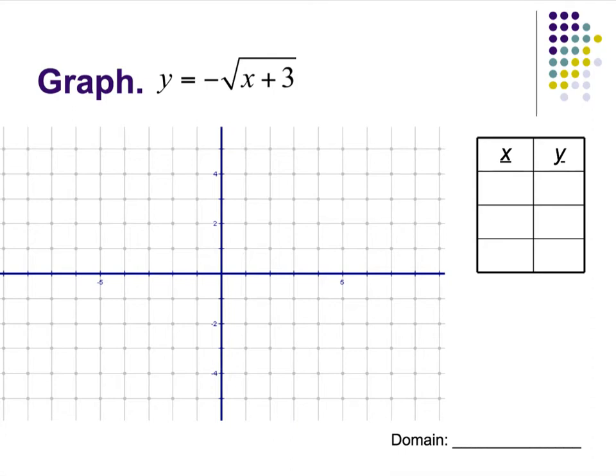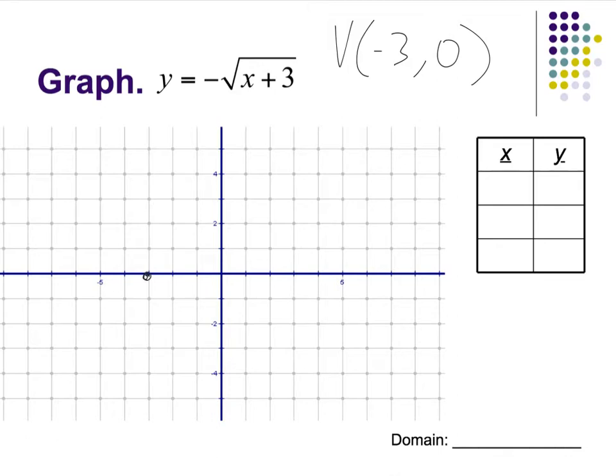So let's do another example. First off, let's find our vertex. If I look on the inside, it's going to go to the left 3, so it's a negative 3. It doesn't go up or down at all, so it's going to be 0. So my vertex at negative 3 is 0, right there.